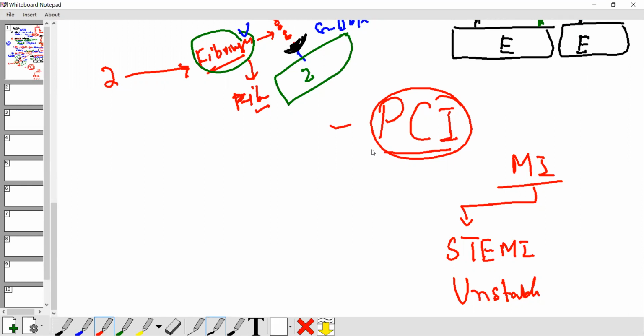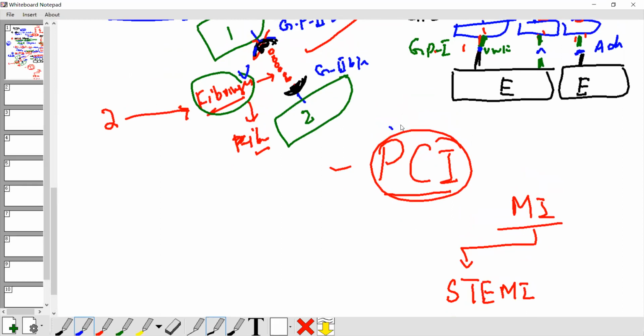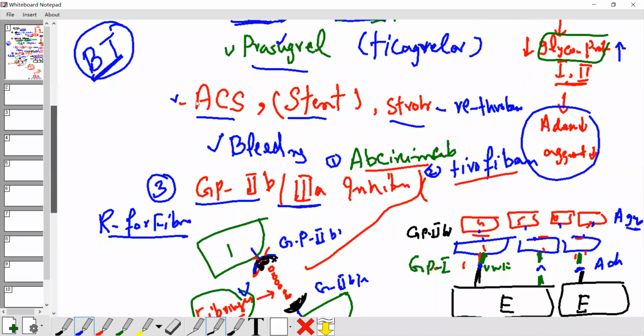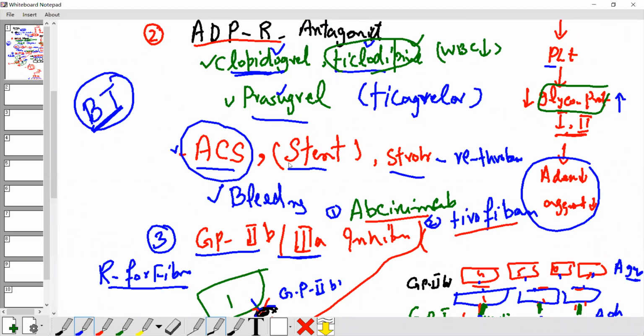PCI is the gold standard, the first option for MI. What is PCI? It's a percutaneous coronary intervention. We try to break the clot by going directly into the artery using a catheter. When performing this, we use glycoprotein antagonists, and we also give them for unstable angina patients. At what time do we use ADP receptor antagonists? Acute coronary syndrome, which is again MI and unstable angina, to prevent clot formation.